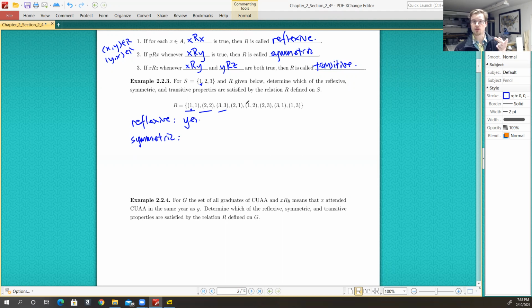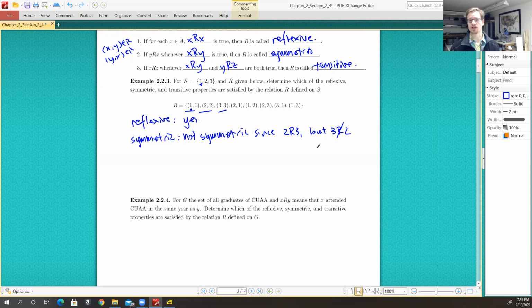So we just need to make sure that we can do that for every ordered pair. So 2, 1, do we have 1, 2? Yes. 2, 3, do we have 3, 2? Oh, no, we don't. So it's not symmetric. And just to be clear, it's not symmetric since we have that 2 is related to 3, but 3 is not related to 2.